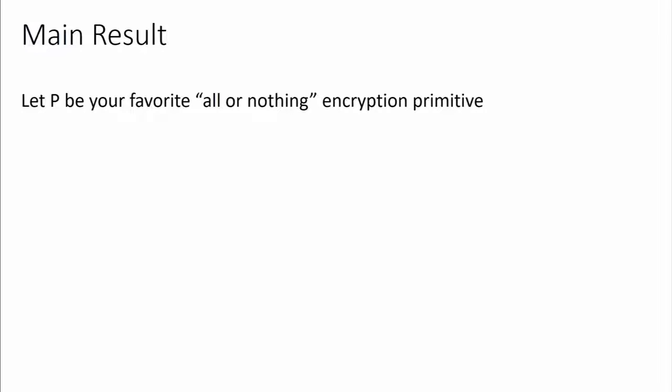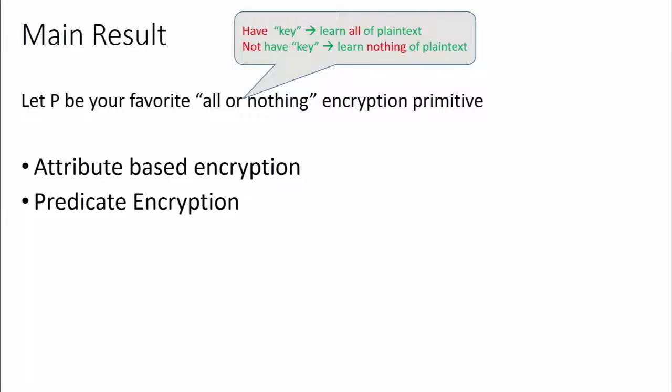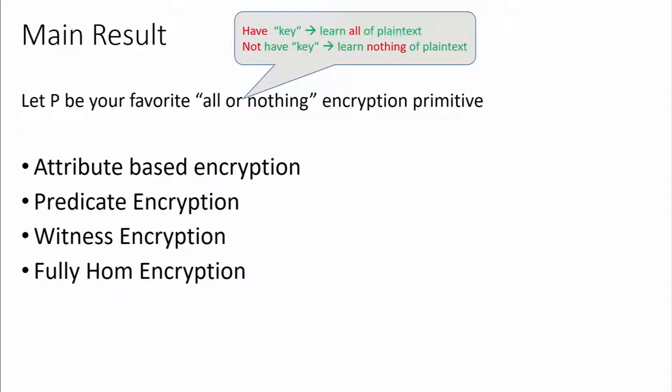So what is the main theorem that we prove? Well, pick your favorite all-or-nothing encryption primitive. What do I mean by that? Some encryption primitive, one of those that I mentioned, where either you have a key and you can decrypt your message completely, or you don't have the right key and you are not supposed to learn anything. Let me give you the concrete list. The list includes things like attribute-based encryption, predicate encryption, witness encryption, fully homomorphic encryption. There are more that I didn't list here, because if you pick something out of here, I might be able to tell you that actually I can fit it there.